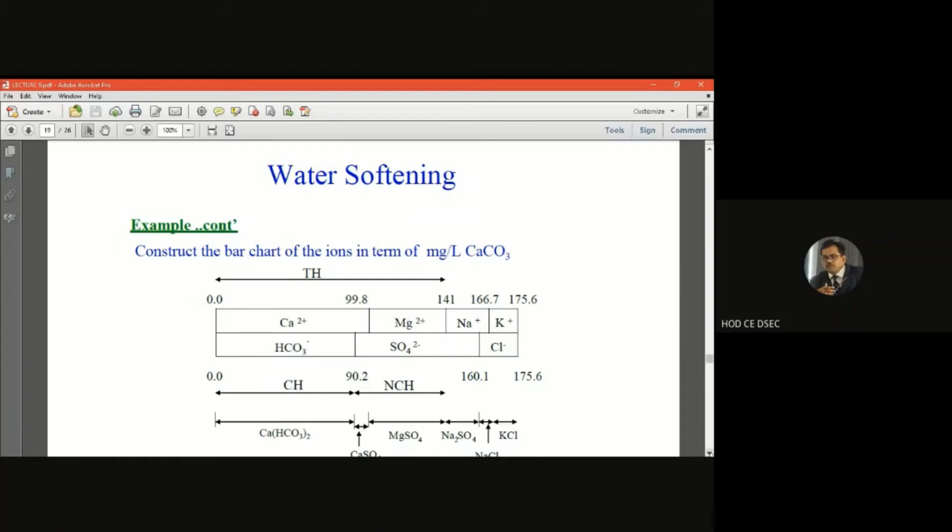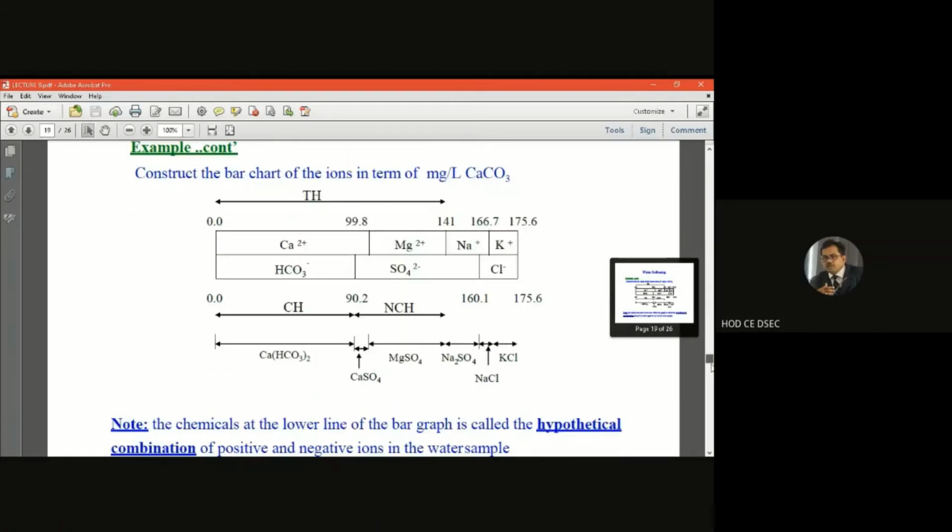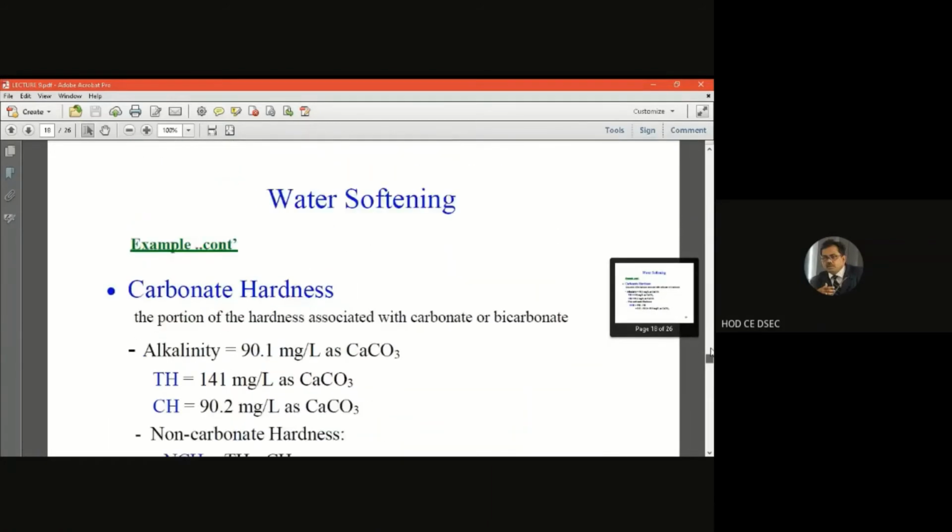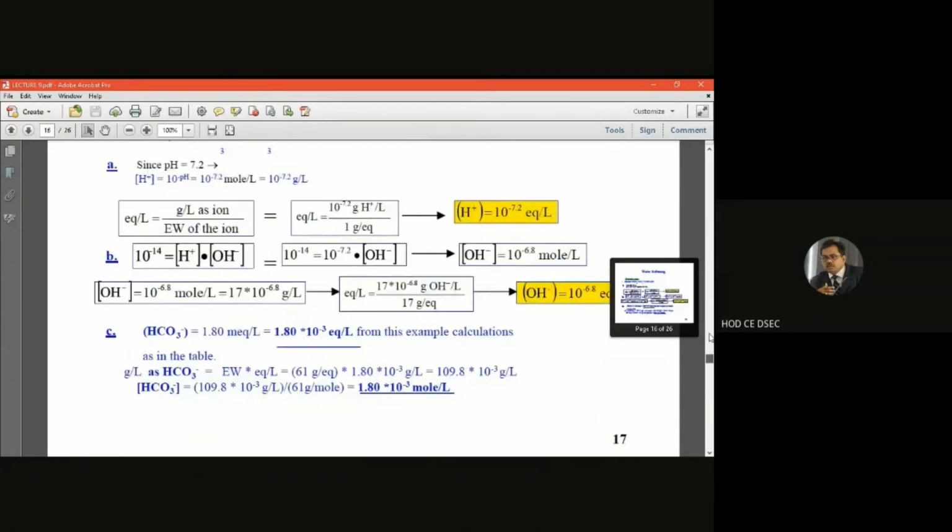What is CH, that is the temporary hardness, carbonate hardness. What is NCH, that is the non-carbonate hardness, and what extent, that is also marked in the arrow with this bar chart corresponding to the line of the bar chart. Fine. So this is one part, and the second part is I am going to find out the alkalinity, which is also a part of your answer. You have to find out.